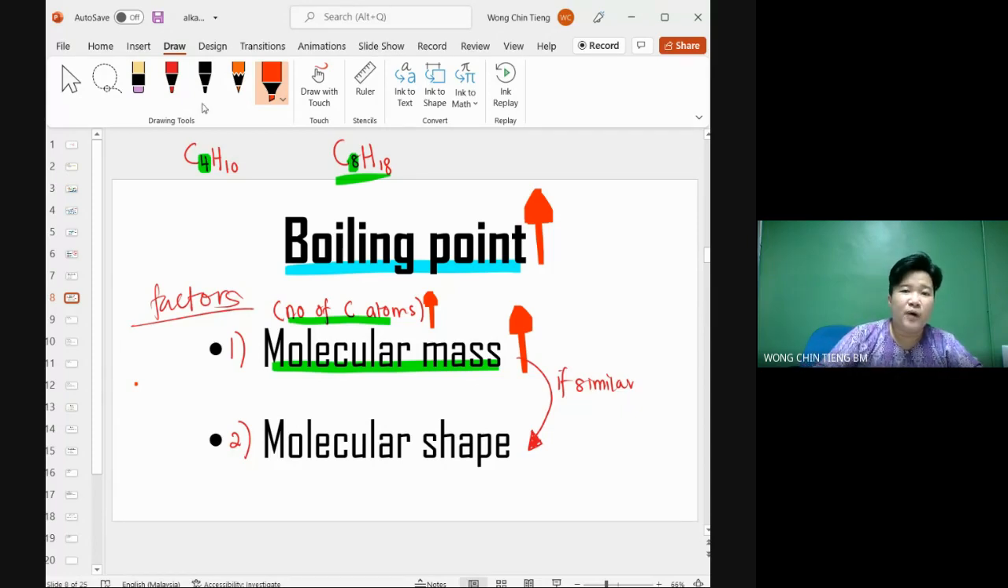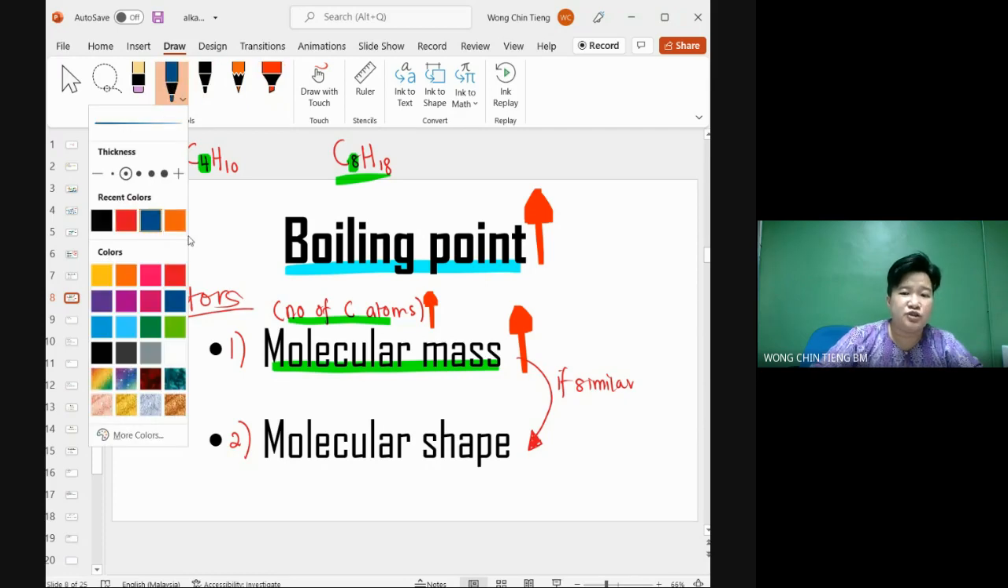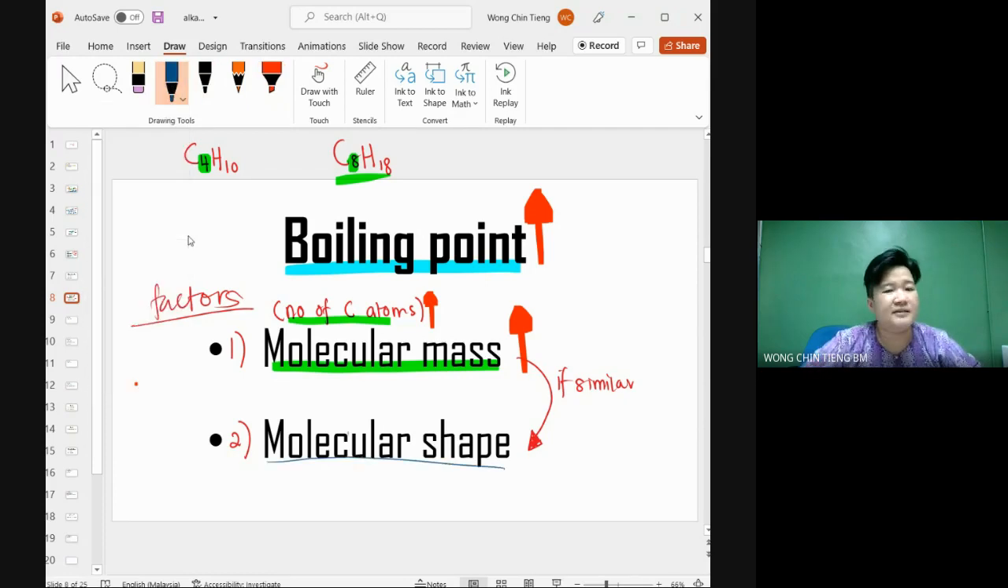And when is the time we are going to check the molecular shape? We are going to check the molecular shape when the number of carbon is similar, similar molecular mass. When you have a similar molecular mass, when the number of carbon is similar, then only you can check the molecular shape. Makes sense? Okay.